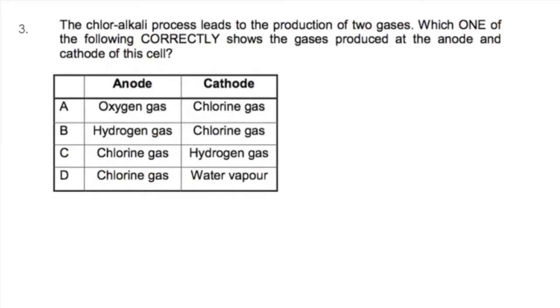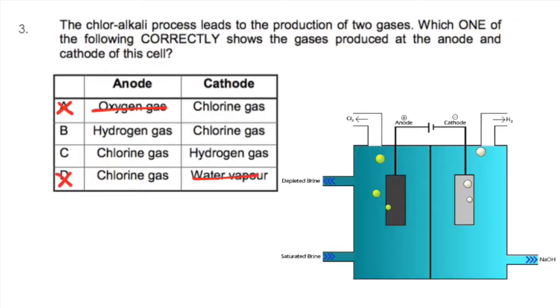Alright, the chlor-alkali process. Name which one of the following correctly shows the gases at the anode and cathode. Now I hope you know that oxygen gas is not produced, and so A can't be right, and water vapor is also not produced, so D can't be right. But let's have a look at the cell. That's what it looks like.